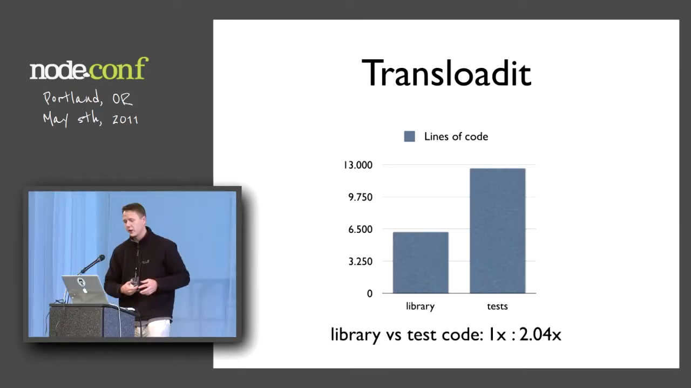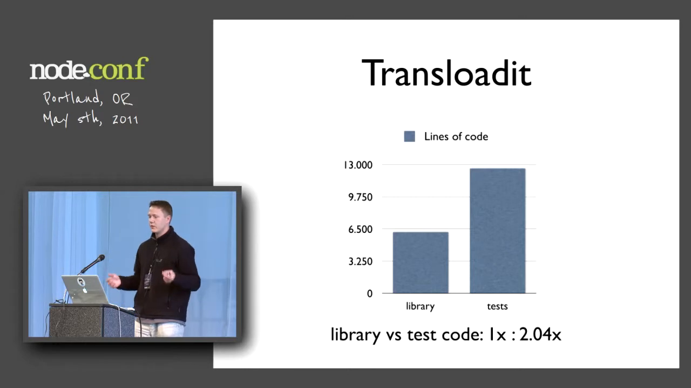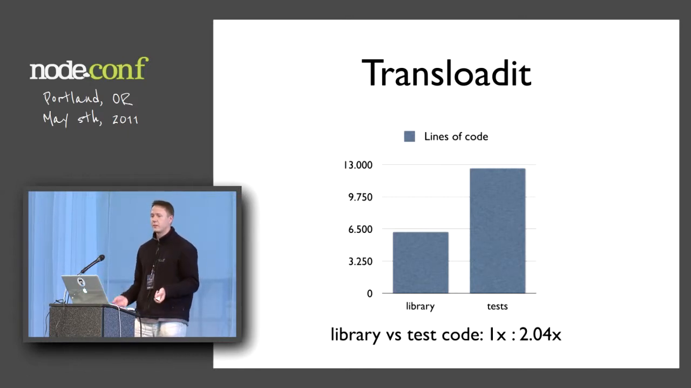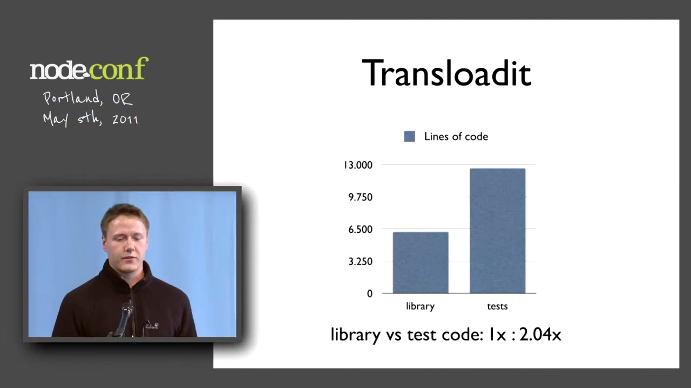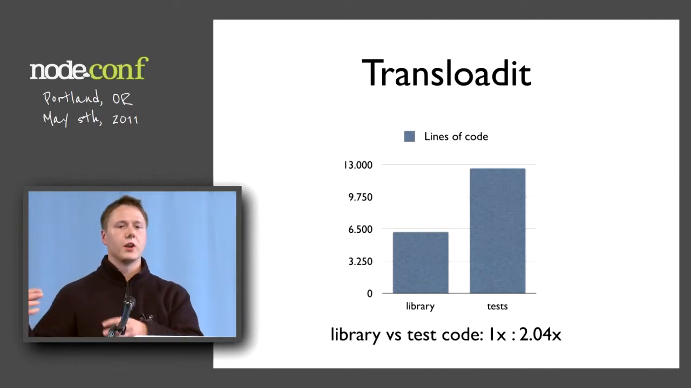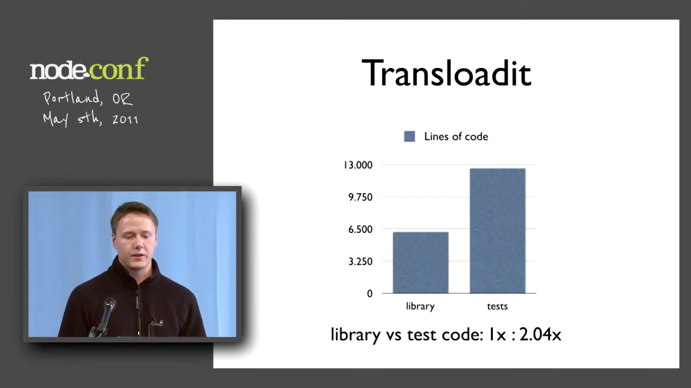At Transloadit, we have around 6,000 lines of code of library stuff. There's a lot more dependencies, a lot of stuff we wrote. But we have a lot of test code for that. We have 12,000 lines of code just testing the behavior. We have a lot of fixture data, server configuration, the customer websites, and dependencies, but those are not included in this amount of test data.